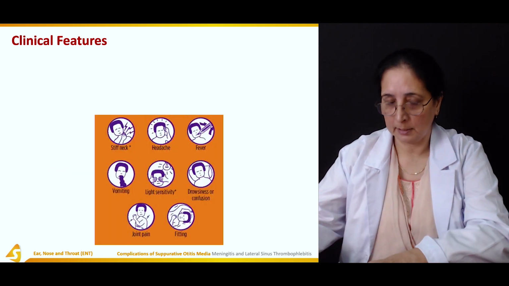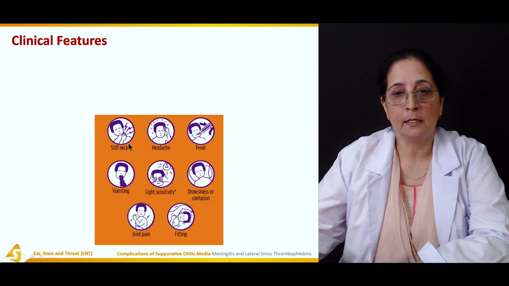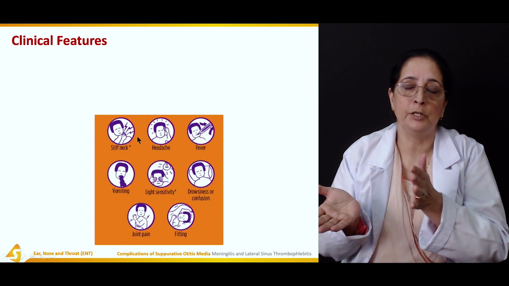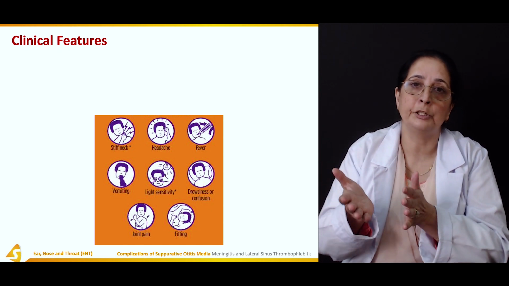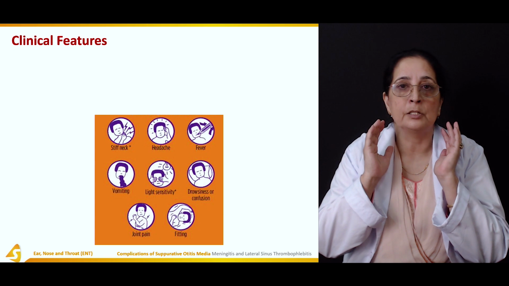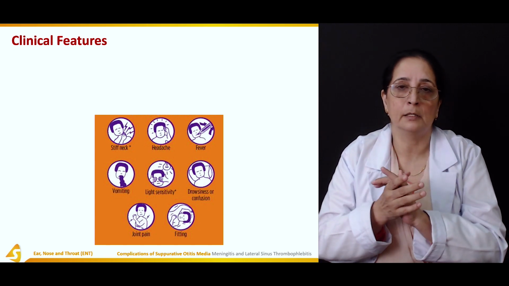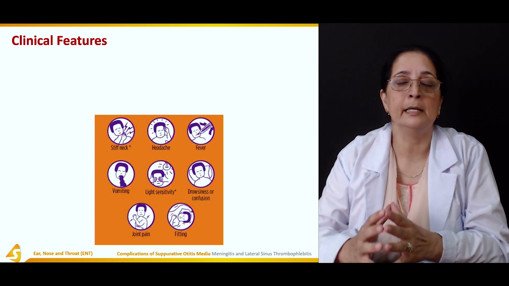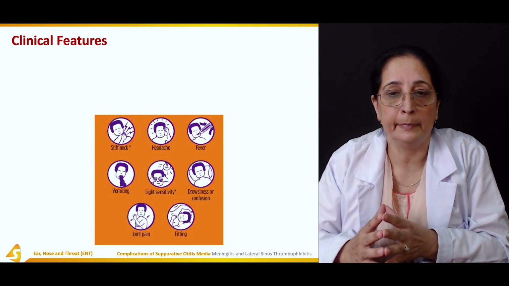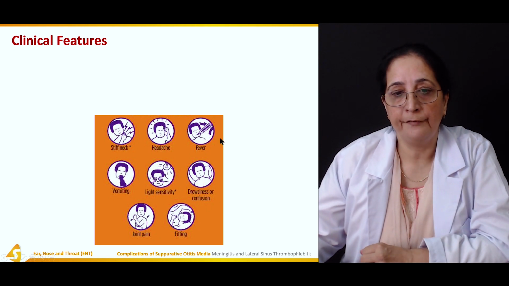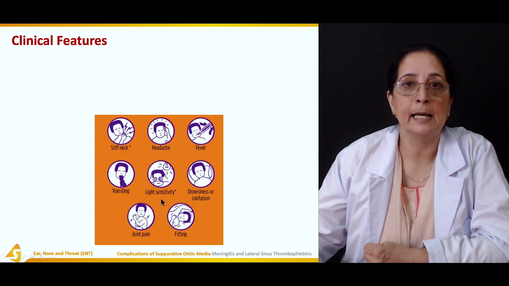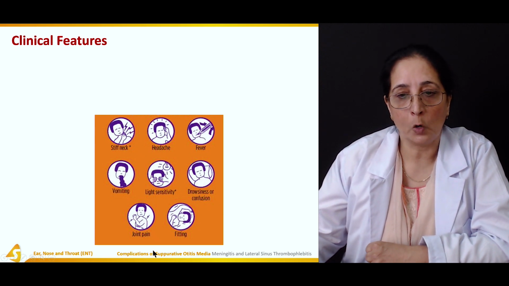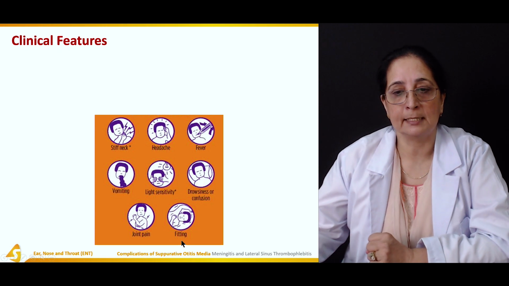Clinical features. All these are the clinical features. Neck stiffness is very common. When you try to lift the head of the patient, the neck stiffness is so bad that you cannot bend the neck or bring the head up. So neck stiffness is very common in meningitis. Also headache, fever, vomiting, light sensitivity, drowsiness or confusion, joint pain, and fits.